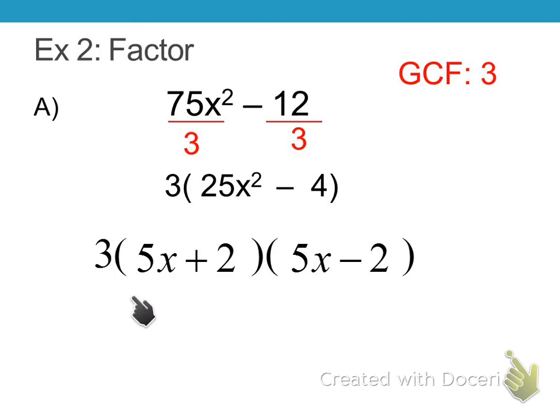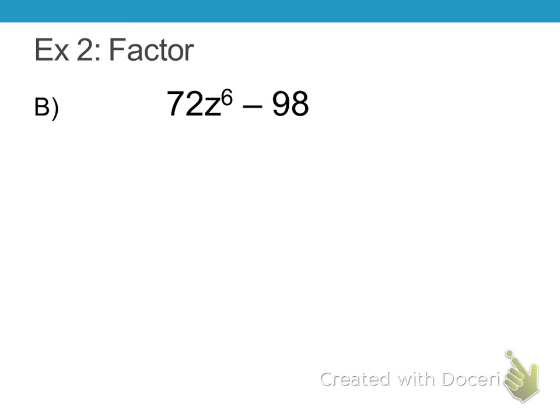Now, if you wanted to multiply this one out, you would double distribute and then distribute the 3. Or you could distribute the 3 first and then double distribute. Either way, you'll end up right back here. That's how you check your answer. Very good. All right, here's B.